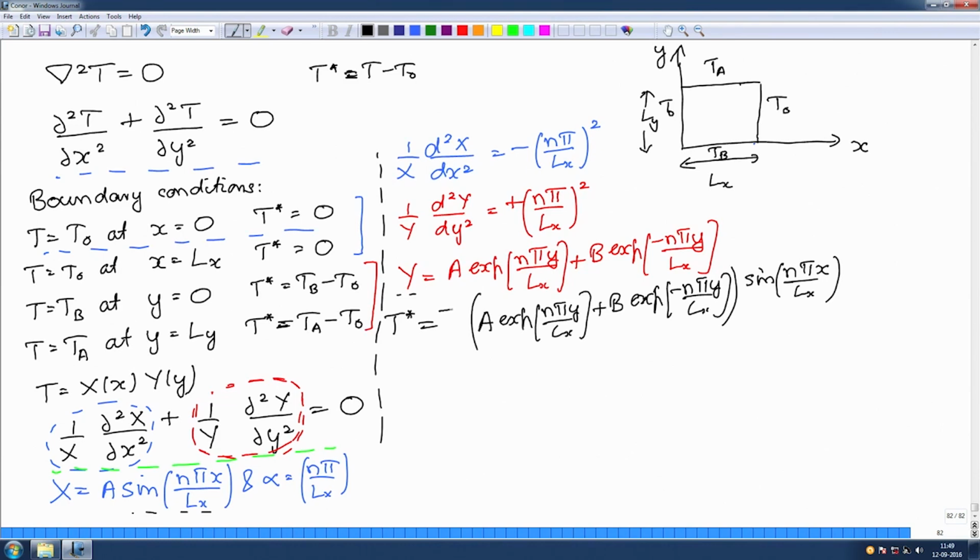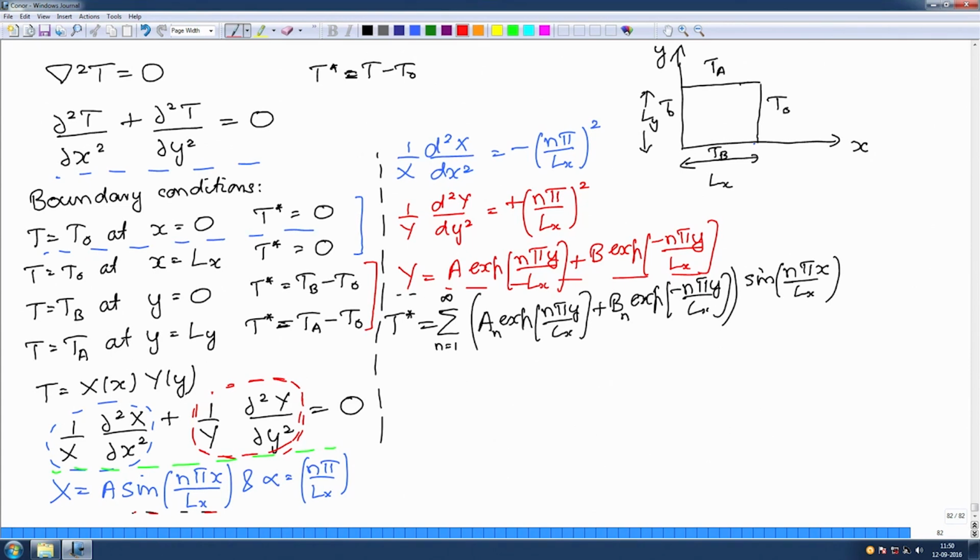So, the most general solution is the summation n equal to 1 to infinity of A n plus B n. This is the most general solution, because the product of these two terms, the Y as well as the X, satisfies the equation for any value of n. So, you multiply these two and sum up the series from n equal to 1 to infinity. This satisfies the equation and the homogeneous boundary conditions. It does not yet satisfy the inhomogeneous boundary conditions.